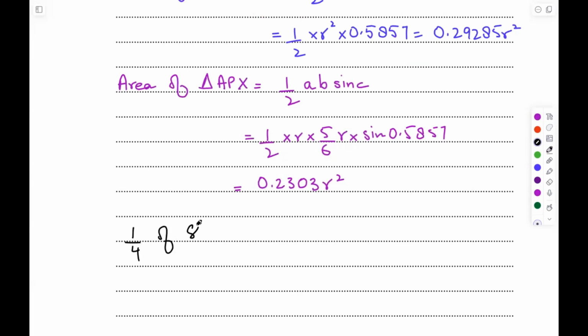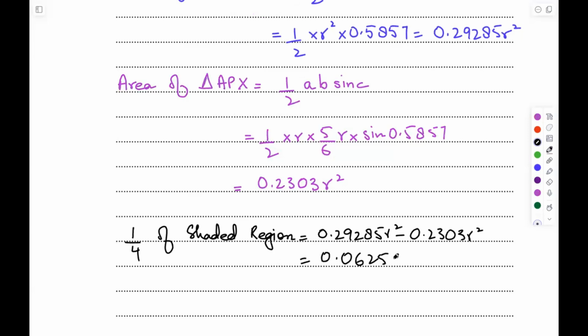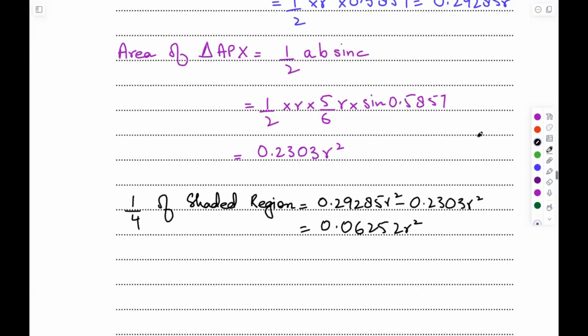Now for finding 1/4 of the shaded region, subtracting these two areas, we'll get 1/4 of the shaded region. That will be equal to 0.29285 R squared minus 0.2303 R squared. Subtracting this from 0.29285, the answer will be 0.0625252 R squared. And then finally, the shaded region will be this answer multiplied by 4.